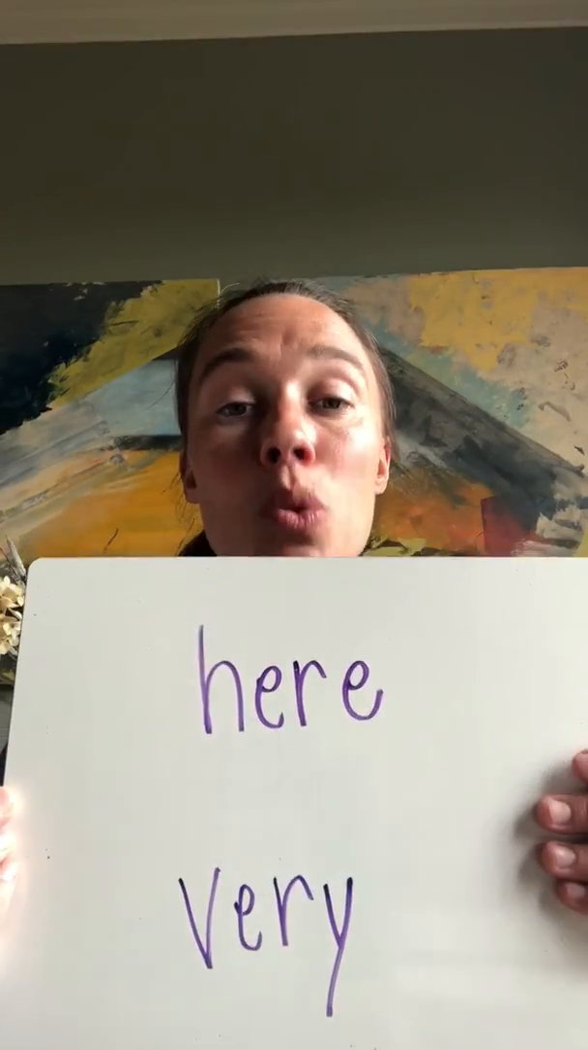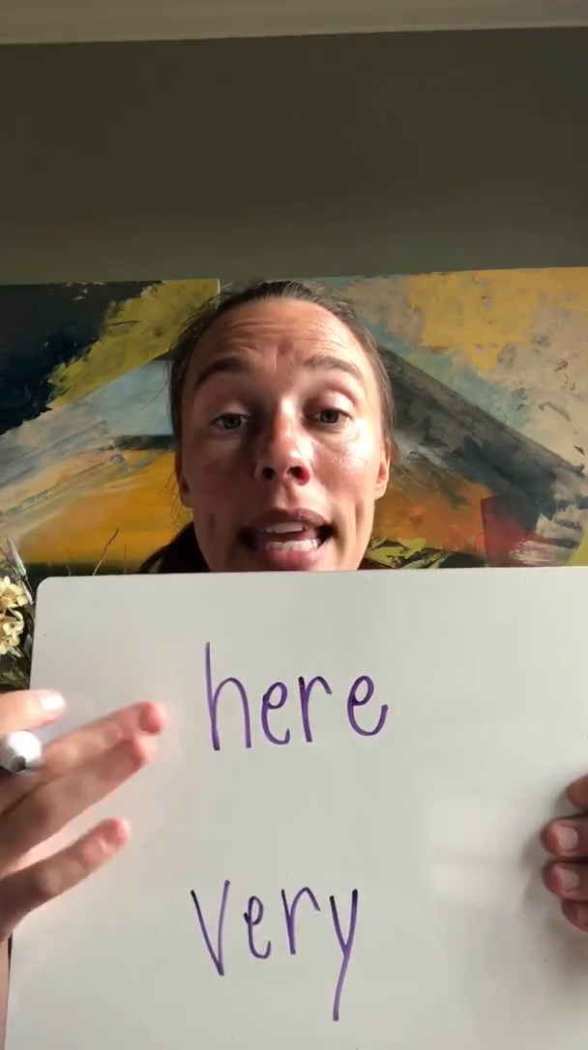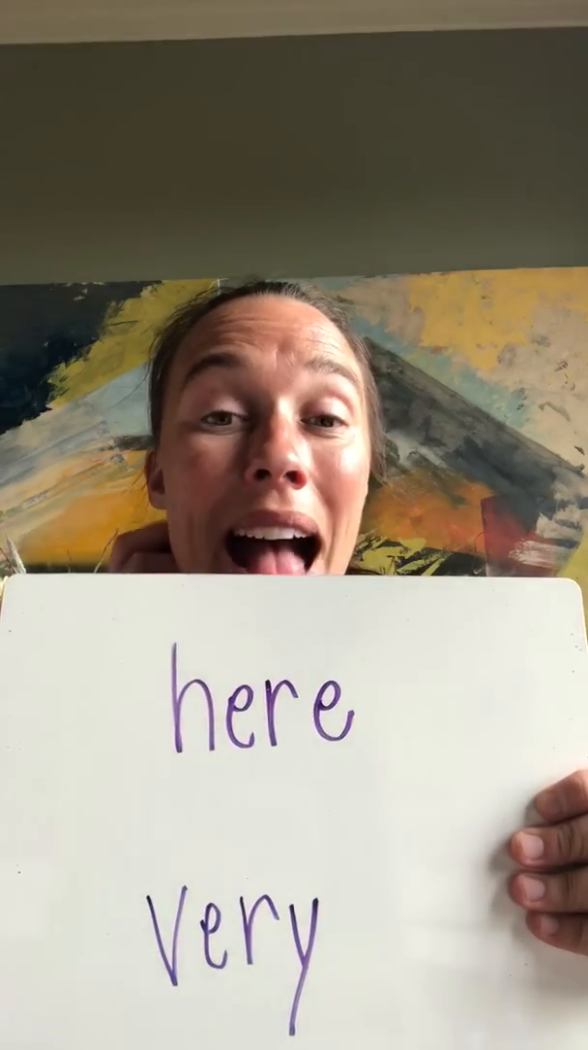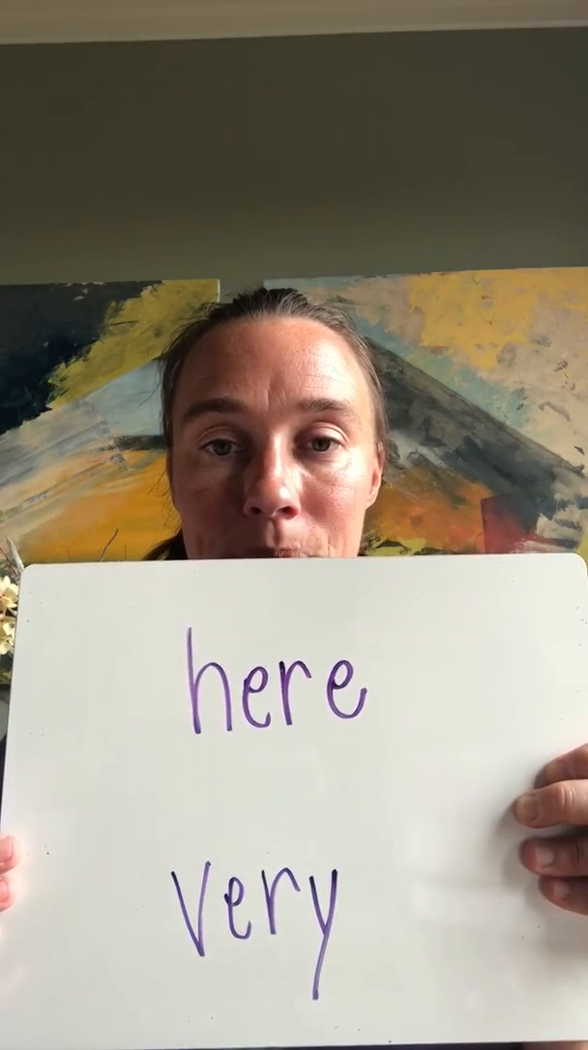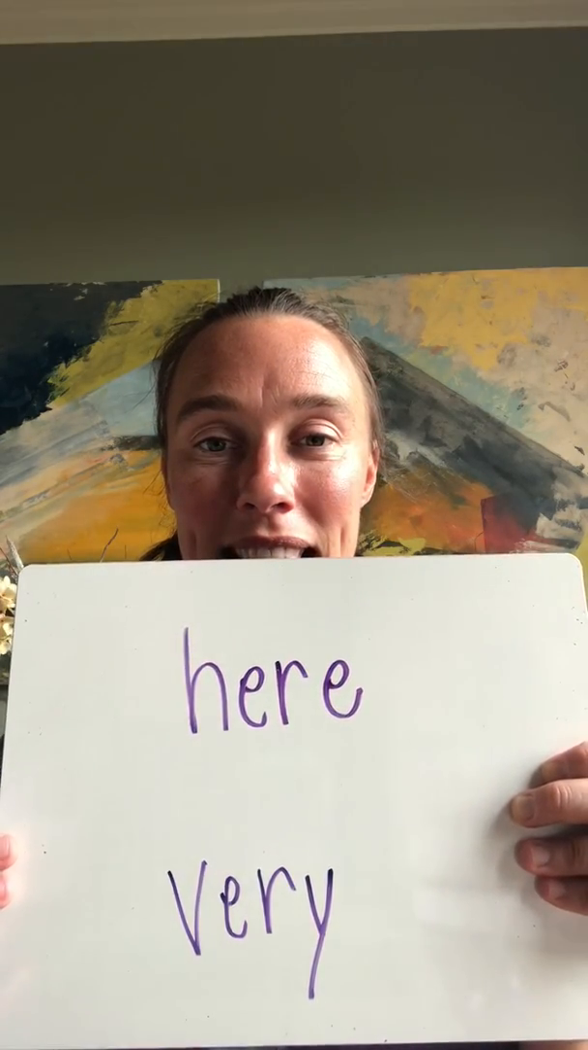Okay, once you've finished, check your two trick words with mine. Check here and make sure that you have the E at the end, because if you don't, that means it's her and you didn't write it correctly. So make sure you have the E at the end. Now, check your word very. Excellent job, my friends. Make sure you have them correct.